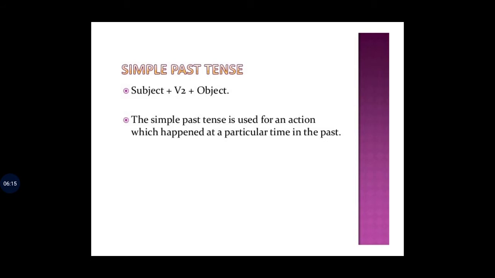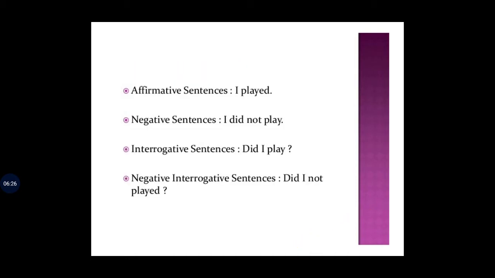Next, simple past tense. Subject, V2 plus object. Simple past tense is used for an action which happened at a particular time in the past. Let's see the formation of sentences in four types. First one is affirmative sentences, I played. Second one is negative sentences, I didn't play. Interrogative sentences, did I play? Negative interrogative sentences, didn't I play?